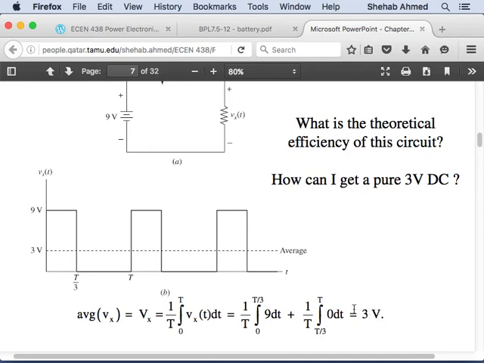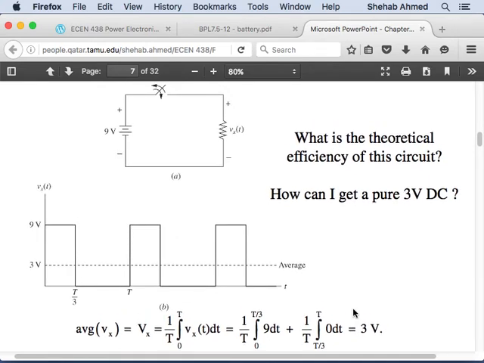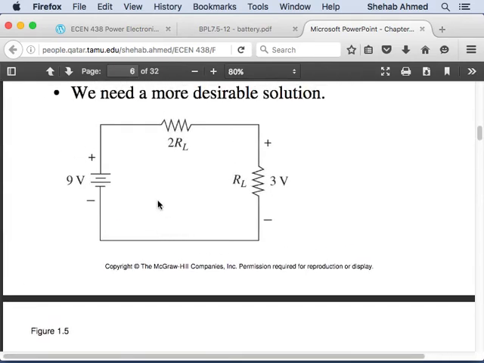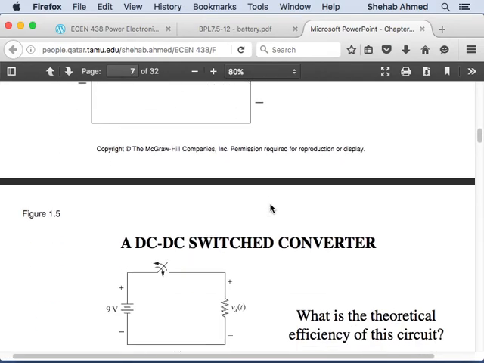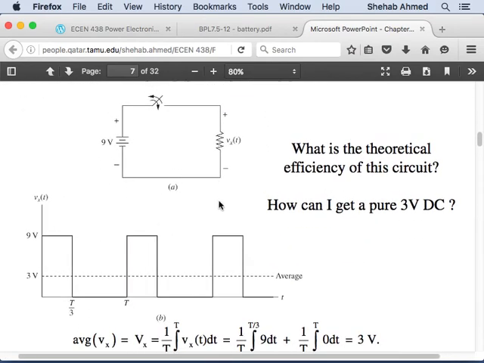Which is nice. That's interesting, because I can get a 3 volt average value. But is my load here seeing a pure DC like the linear regulator? No, with the linear regulator or with this resistor here, this was a nice continuous 3 volts. How about here? It's a 3 volt average, right? But it's a pulsed waveform. Can I do this to the load?